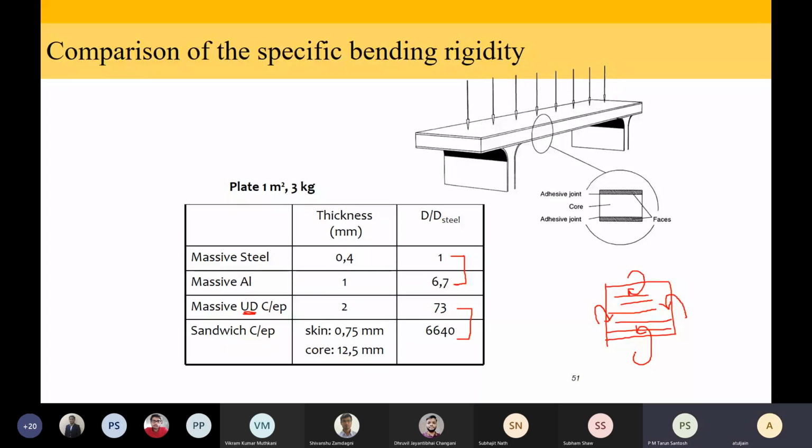Yes, sir. So, people who are composite enthusiasts will show you this table. Look, composite is so nice, which is true to some extent, but you must take this data with a pinch of salt. This is only when Mx is applied. If My is applied, the numbers will plummet. It will be significantly lower because E, the Young's modulus of the face in the two direction, is not going to be as high as Young's modulus in the one direction.